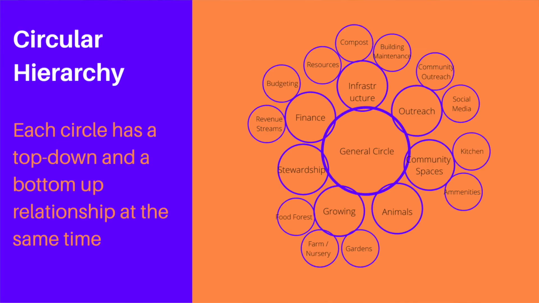Another way to look at it in sociocracy is called circular hierarchy. Now this is going to lead really beautifully into Krisha's section where she talks about how these circles work together. But in circular hierarchy, each circle has a top, up, and bottom relationship at the same time.